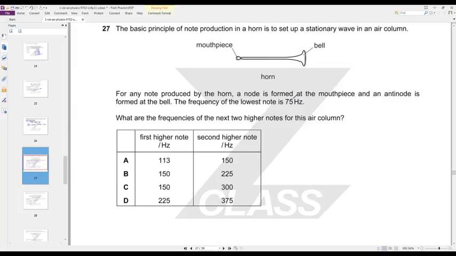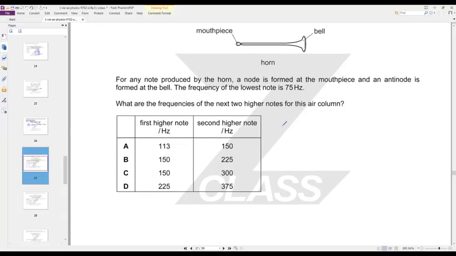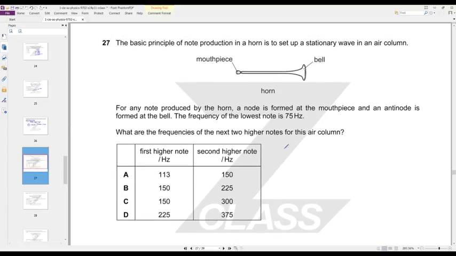Almost all instruments set up stationary waves in some form to produce music. Most of them in air, apart from string instruments, where it's unsurprisingly on a string. For any note produced by the horn, a node is formed at the mouthpiece and an antinode is formed at the bell. The frequency of the lowest note is 75 Hz. What are the frequencies of the next 2 higher notes for this air column?